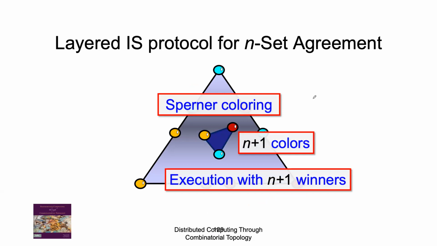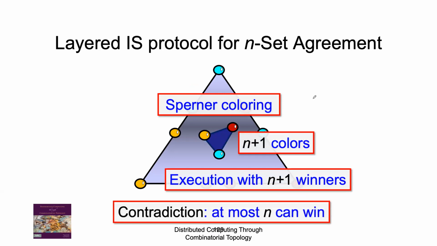Any solution to n-set agreement in a system of n+1 processes gives us a Sperner coloring. But we know the Sperner coloring gives us at least one execution in which all n+1 colors are chosen, which is a contradiction. So the Sperner coloring immediately gives us the impossibility of set agreement. And as I said already, recall that this kind of argument can only be developed using the combinatorial approach. Nobody managed to do it otherwise.